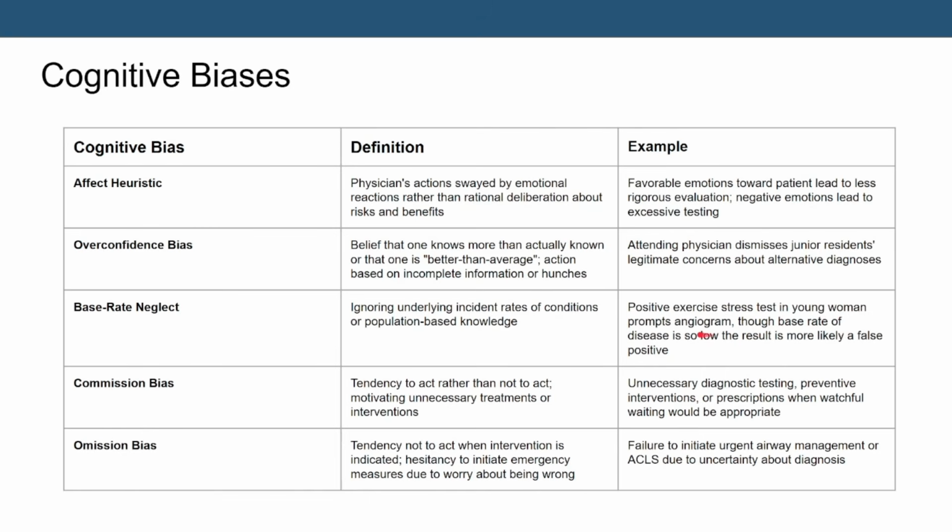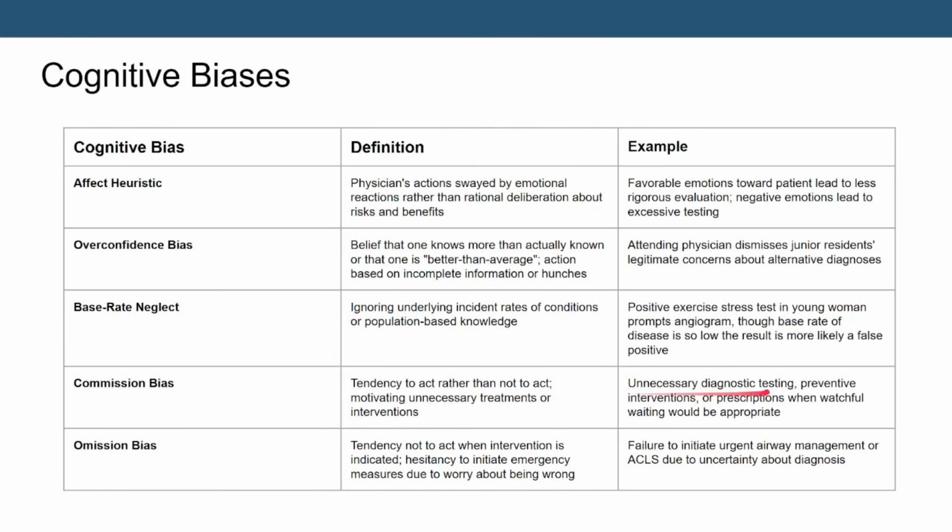Though the base rate of the disease is so low, the result is more likely a false positive. Commission bias is the tendency to act. Omission bias is the tendency not to act. So commission bias is the tendency to act.